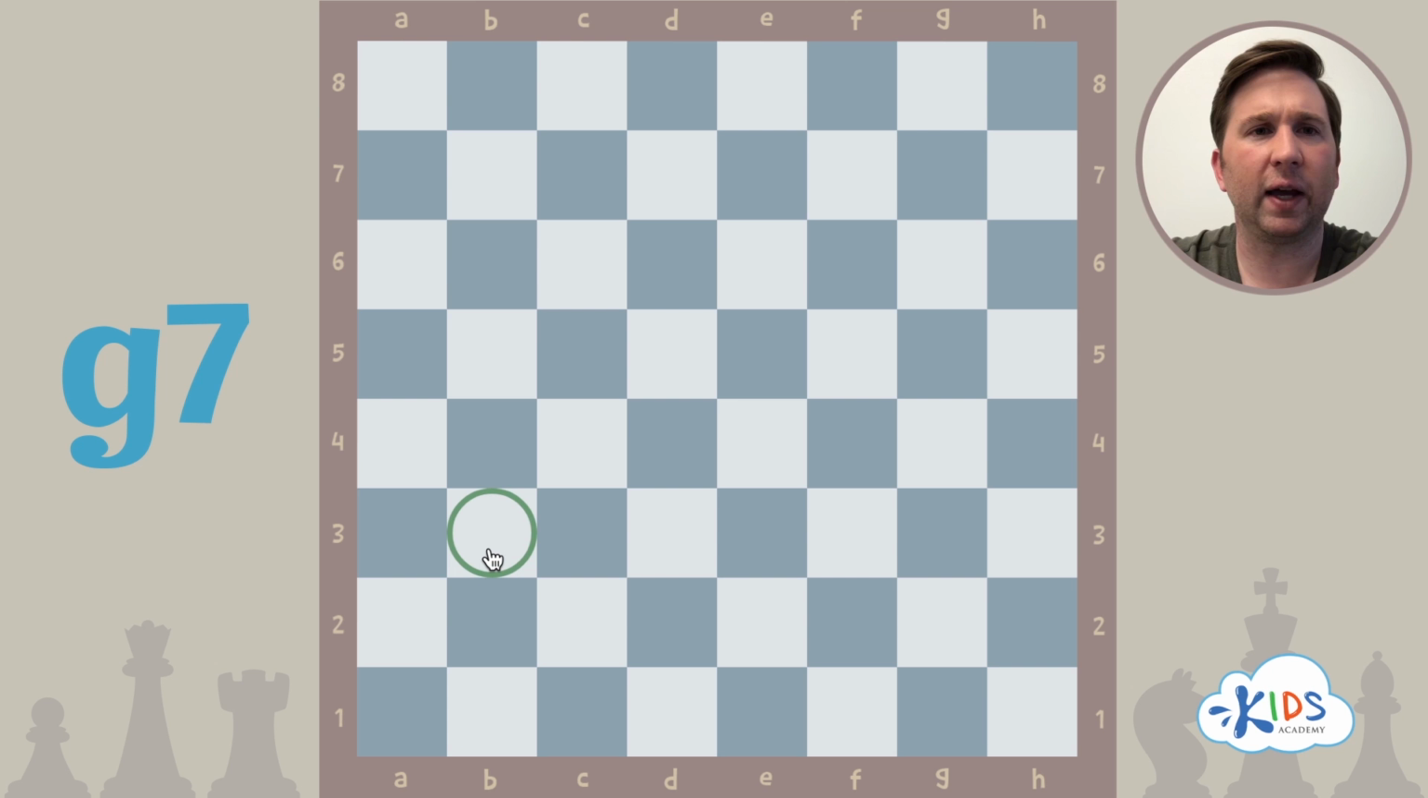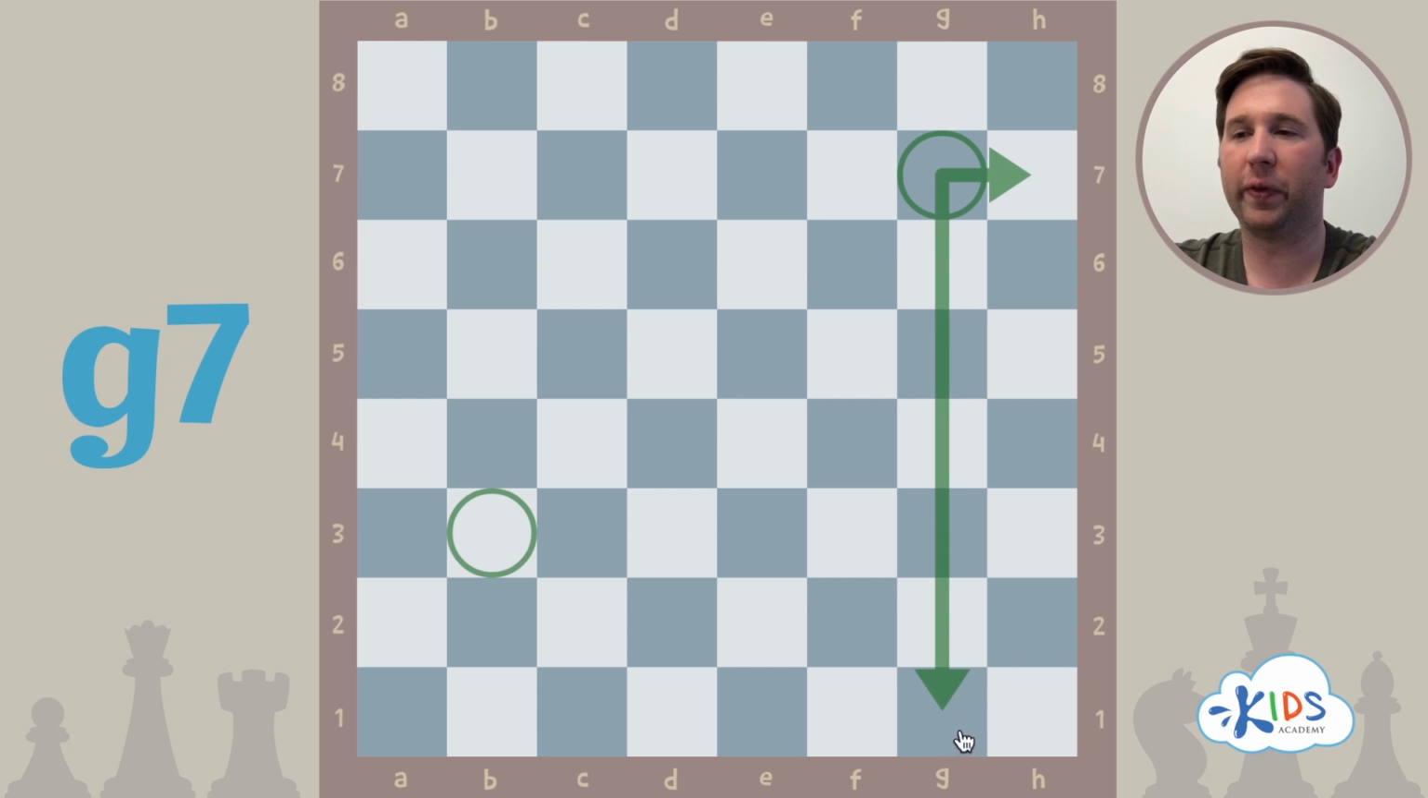G7. Is G7 light or dark? Find G7 and answer the question. Well, if we look at G7, we see that it is a dark square. Here's G7, the 7th rank, the G file. You put them together and we have G7.